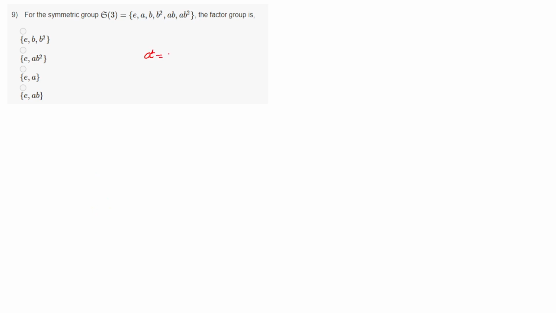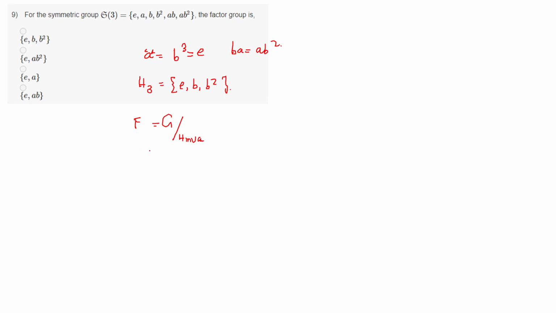A square is equal to B cube, that is equal to E, and BA we can write as AB square, right? So the invariant subgroup is E, B, B square. Now the factor group F for a group G is defined as what? G divided by H invariant, where H invariant should be a subgroup of G.